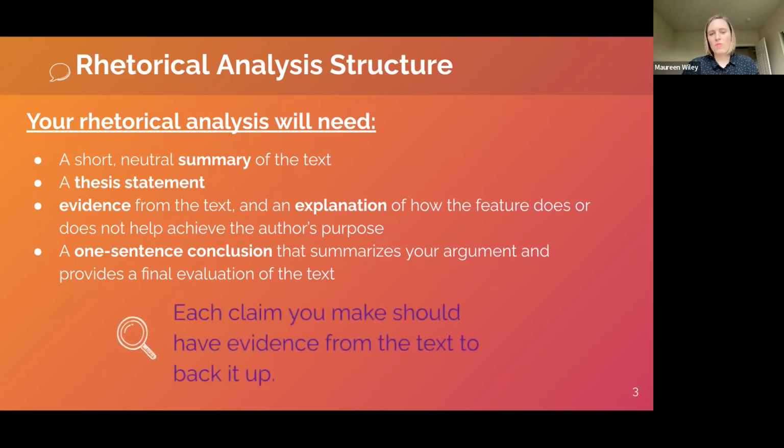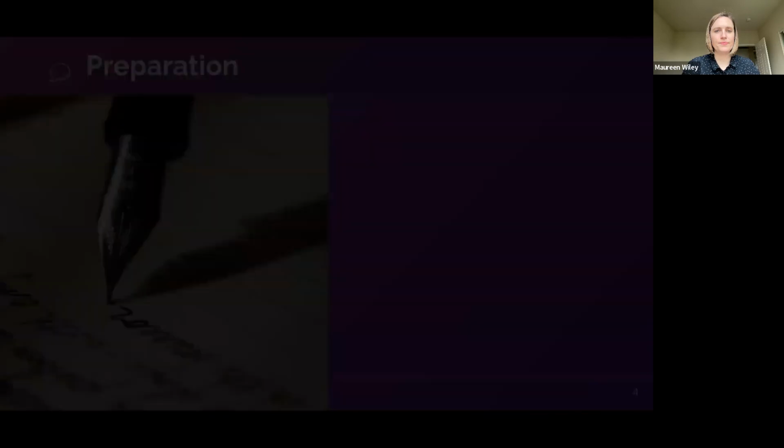So every claim that you make should have evidence from the text to back it up. If we're making a claim that they successfully persuaded their audience of their point, we need to show how they did it by backing up our point with evidence from the text. And again, I'm going to suggest using quotations, especially for a rhetorical analysis structure.